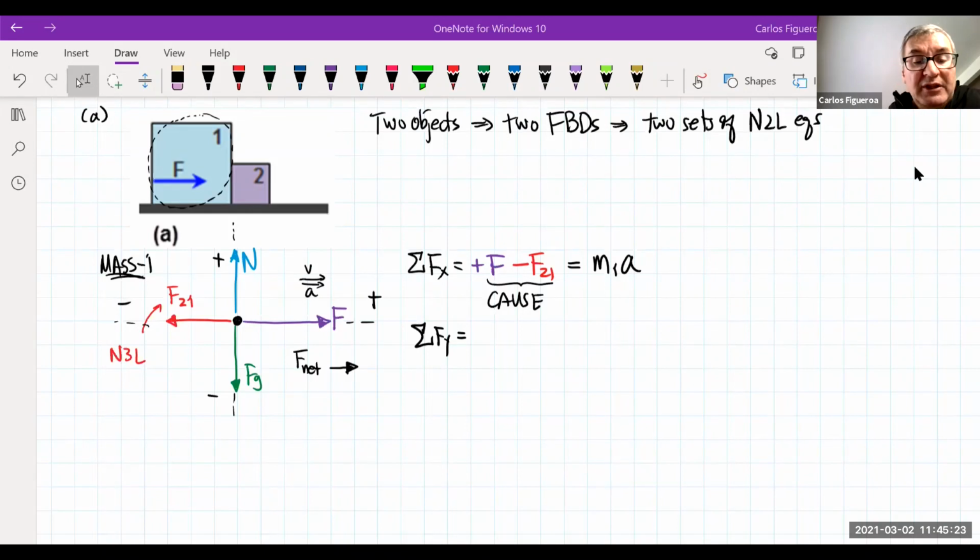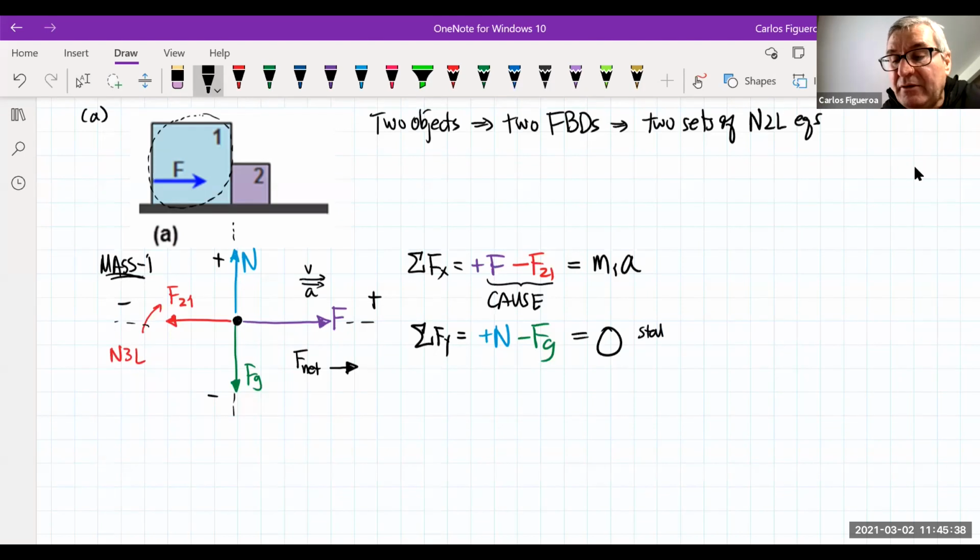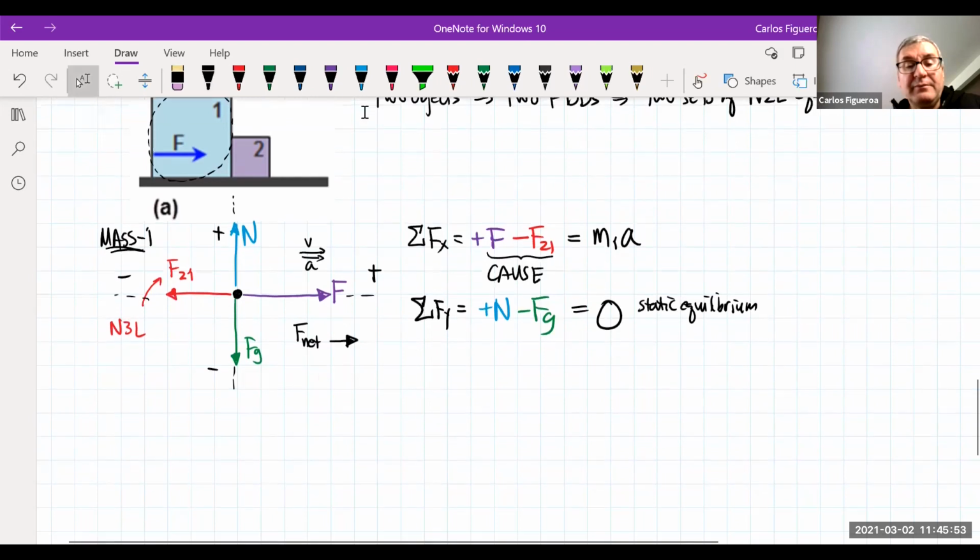So then look at the forces in the y direction. Look at the normal. Normal's in which direction? The positive. Look at the force of gravity. It's down. Is it accelerating vertically? And we already said no, because it's in static equilibrium. Once again, F did not make this block accelerate. It's F minus F21.